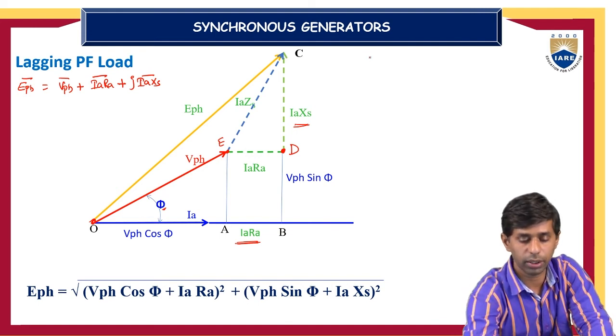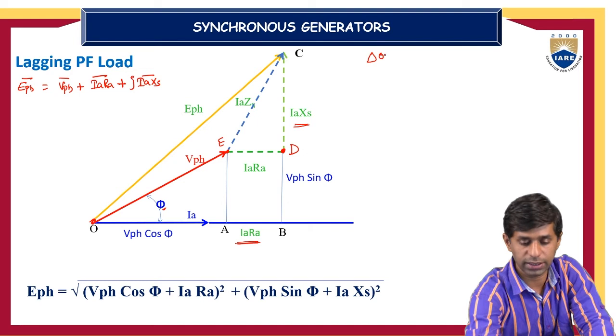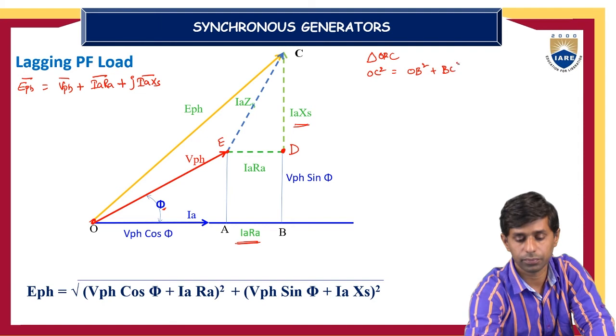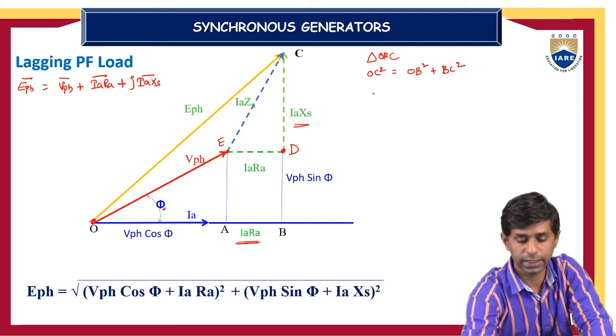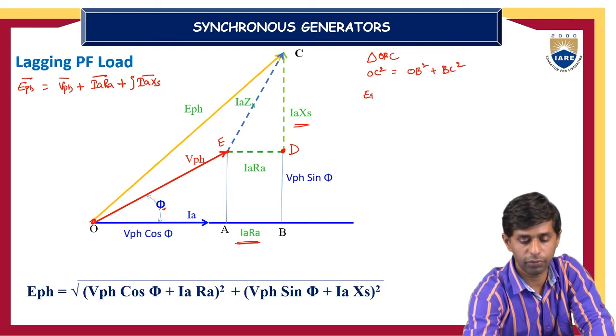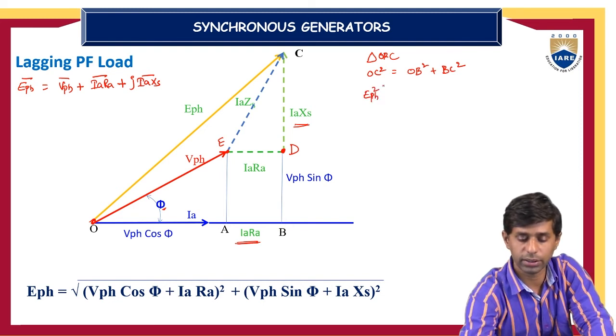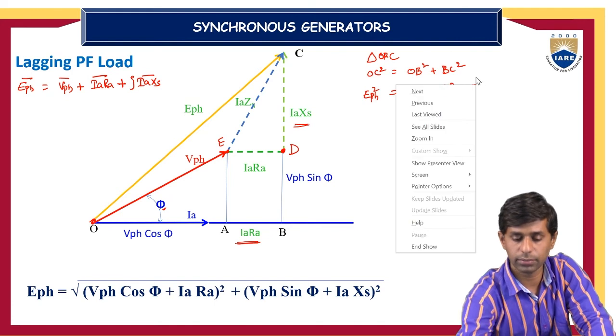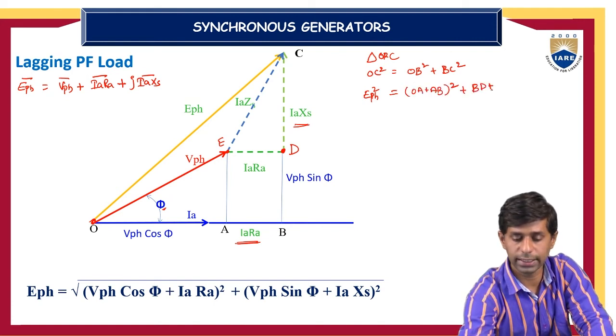You can derive the expression for that by considering delta OBC first of all. In delta OBC, OC square is equal to OB square plus BC square. OB is nothing but OA plus AB. OC square is equal to E phase square, which is equal to OB, that is OA plus AB, whole square, and BC is equal to BD plus DC, whole square.